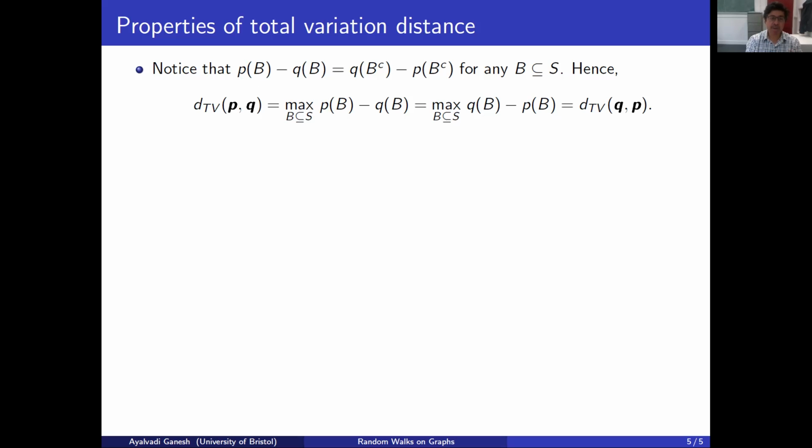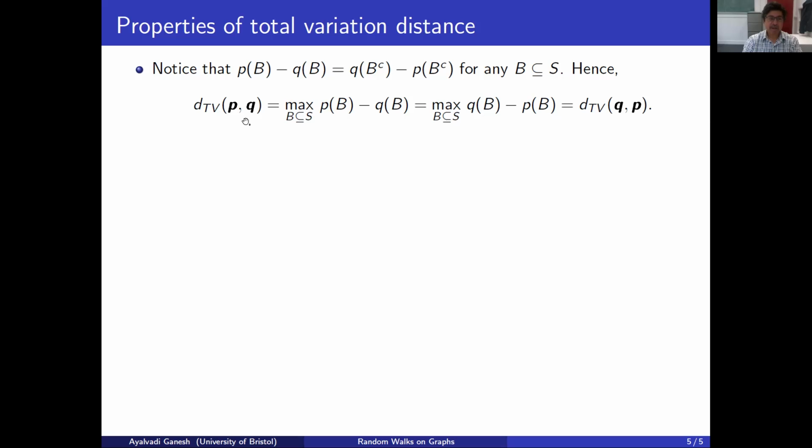So PB plus P of B complement adds up to 1, and similarly for Q. So PB is 1 minus P of B complement, same for QB. The ones cancel, and this is what you're left with. So this is true for any subset.